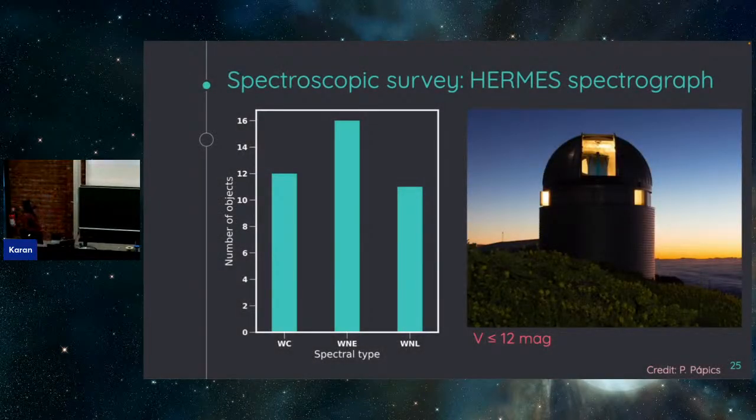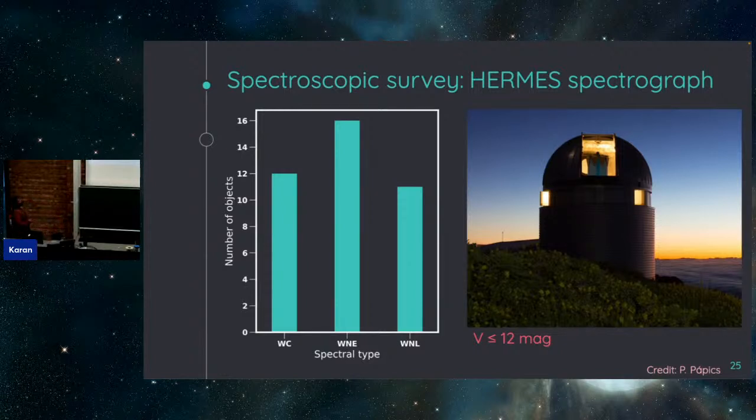Okay, so with this in mind, we started a spectroscopic survey using the Hermes spectrograph, which is mounted on our own Mercator telescope on La Palma. I love La Palma. I've gone there every year, and I would love to go there. And it's quite amazing, and it's amazing that we get the opportunity to use this instrument and this telescope.